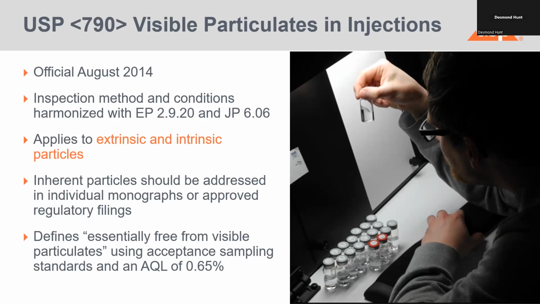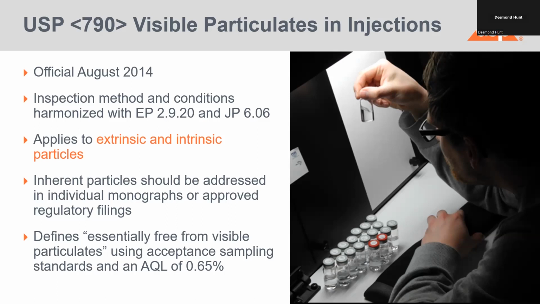But this 790 chapter is actually coupled with a much broader approach in looking at visible particles. The chapter in general, chapter 1, and the regulatory expectation is that 100% of all products have to be visually inspected. And usually this could be done through automated means, or manual. But again, we're starting to see a trend where it's being done more and more by automation. But to meet the expectation of essentially free, one has to do supplemental testing.